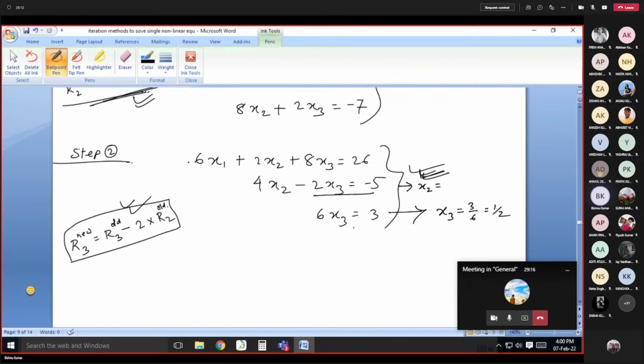x3 is actually half. If you use half here and bring it to the right hand side, it will be positive. So minus 5, and the half and 2 cancel, it will be minus 1. Right hand side it will be positive, so it will be minus 4, and 4x2 equals minus 4 means x2 is minus 1. And after getting x3 and x2, if you use those two known values in the first equation, you can calculate x1 easily.